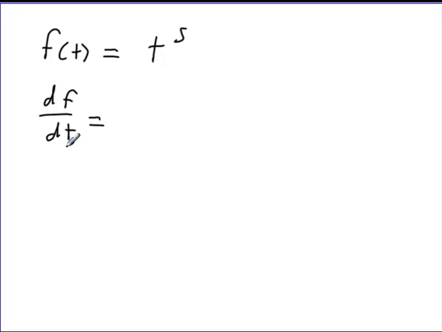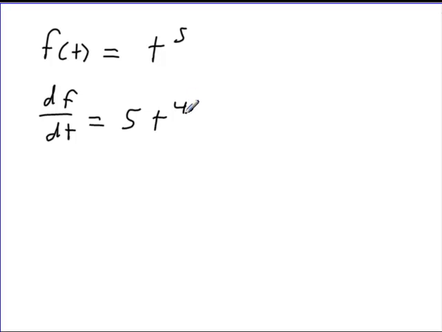Now, if instead it was a function of time, so I've got a function of time equal to t to the 5th, and I wanted to take the derivative of f with respect to time, notice I'm taking the derivative relative to time instead of relative to x, so now my time up here is treated just like I treated x before. I bring down the 5, and then it's t to the 5 minus 1, which is 4.